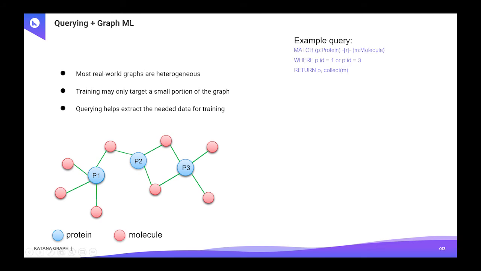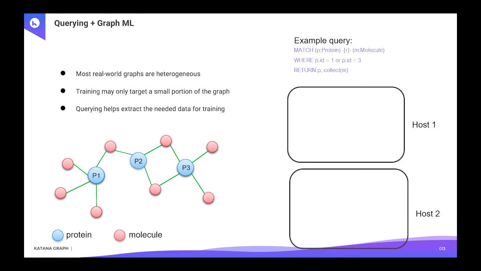What this query means is that the user only cares about two proteins and their interacting molecules. The user would like to extract the corresponding two subgraphs. Our system automatically places the two subgraphs on two different machines and activates the corresponding training pipelines.